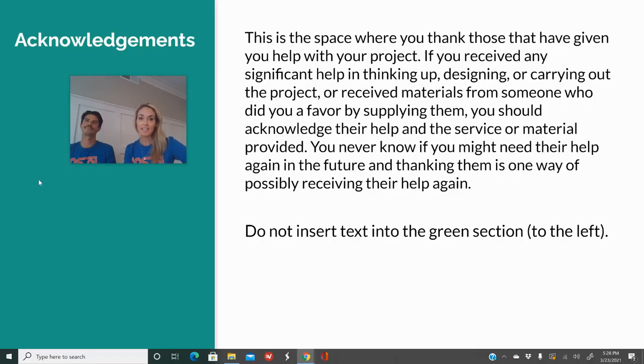On this second to last slide, this is where you're going to thank everyone that has given you help with the project. If you received any significant help in your project, you need to make sure that you are giving them credit and acknowledging them for their help and service or material provided. You never know if you might need their help again in the future, and thanking them is one way of possibly receiving their help again.